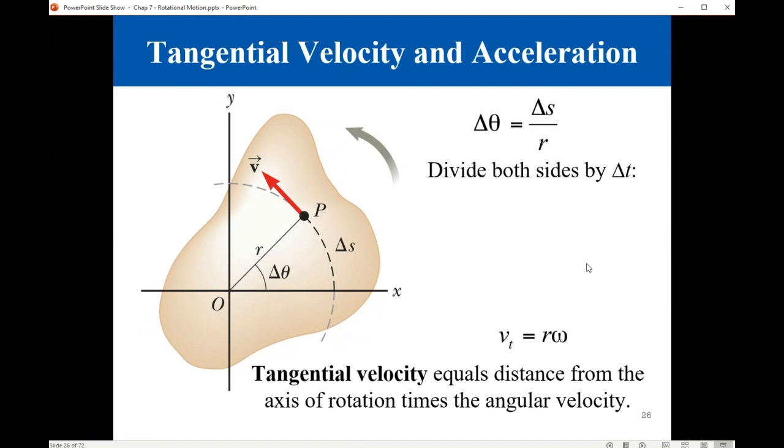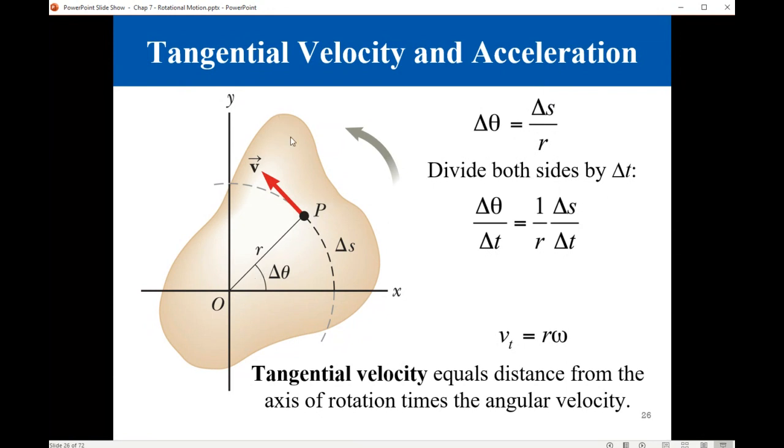Now look what happened when we divide by delta t. Delta theta divided by delta t, this is just omega, the angular velocity. And the right side, delta s divided by delta t, this is v, the tangential velocity. Okay, so we have a new important equation that allows us to calculate the tangential velocity from the angular velocity. All we need to do is just multiply the angular velocity by r.